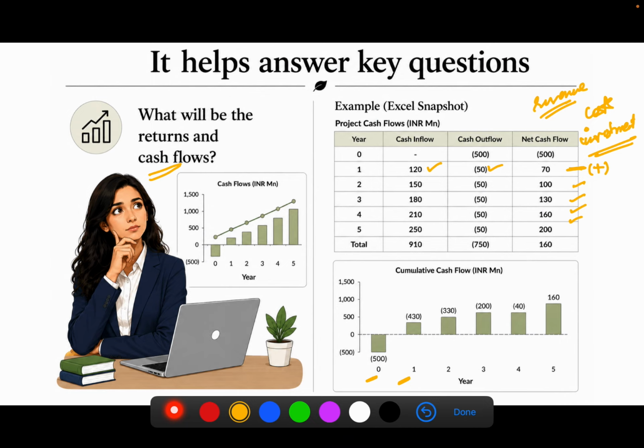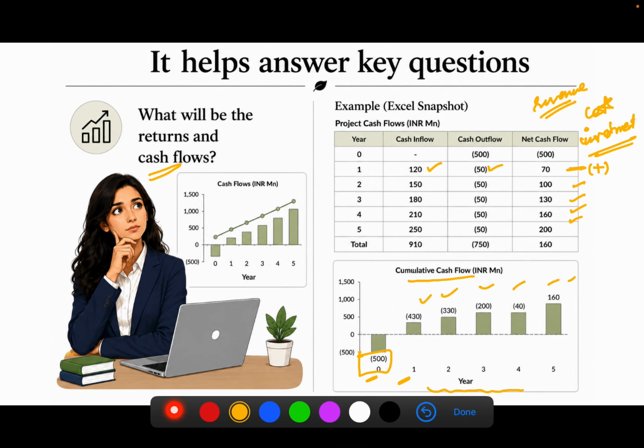The chart at the bottom shows the cumulative cash flow. It helps us see how the project's cash position changes over time. So, when we talk about financial modeling, we are essentially trying to understand the complete flow of money throughout the project life, from initial investment to the cash generated over the years.